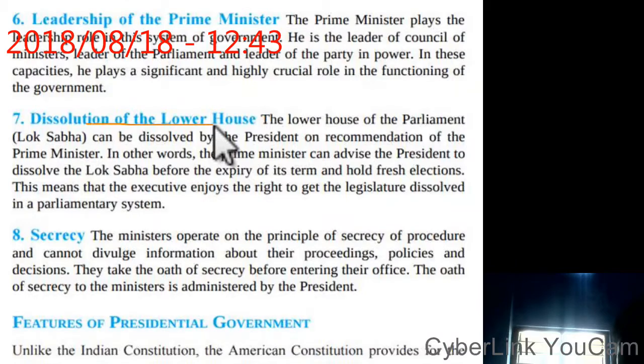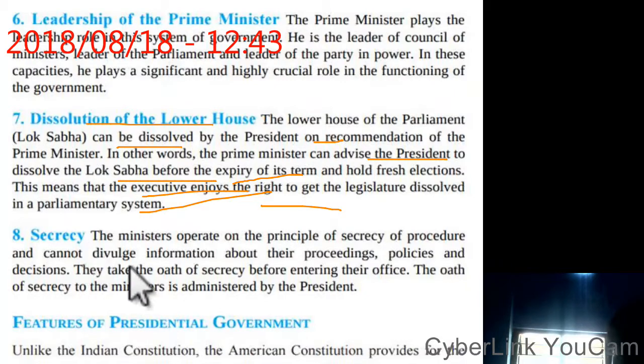Seventh, dissolution of the lower house. The lower house of the Parliament, Lok Sabha, can be dissolved by the President on the recommendation of the Prime Minister. In other words, the Prime Minister can advise the President to dissolve the Lok Sabha before the expiry of its term, then hold fresh elections. This means that the executive enjoys the right to get the legislature dissolved in the parliamentary system.